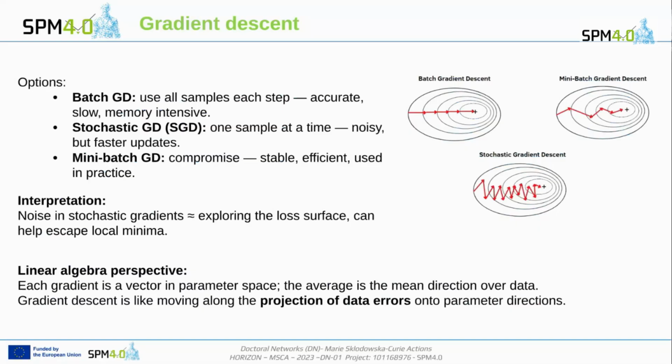And yes, a quick linear algebra perspective for you. Each gradient is basically a vector in the parameter space, and the average of all those is the mean direction of the data. And gradient descent is like moving along the projection of the data errors on the different parameter directions.